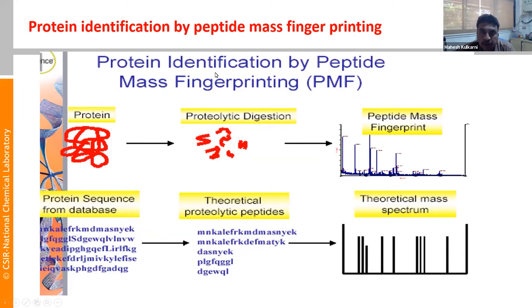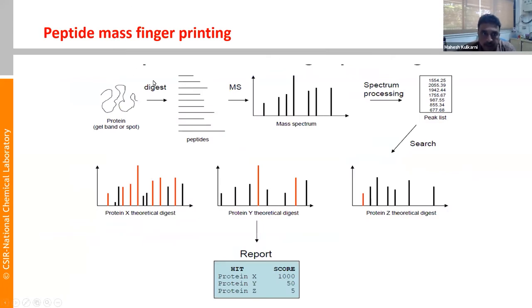In peptide mass fingerprinting, the peptides formed by proteolytic digestion are analyzed by mass spec, and these peptide masses are compared to the theoretically generated peptide masses. Depending on the number of peptides matched, you will get a list of identified proteins. I think this slide will clarify it better. Here again, the protein is digested into peptides and analyzed on the mass spec. These are the masses, and now these are compared to the theoretical library.